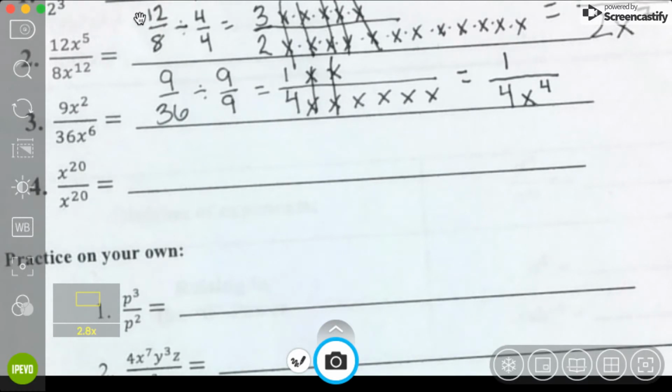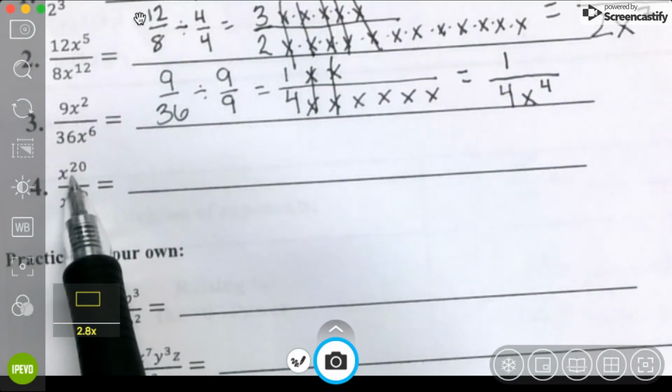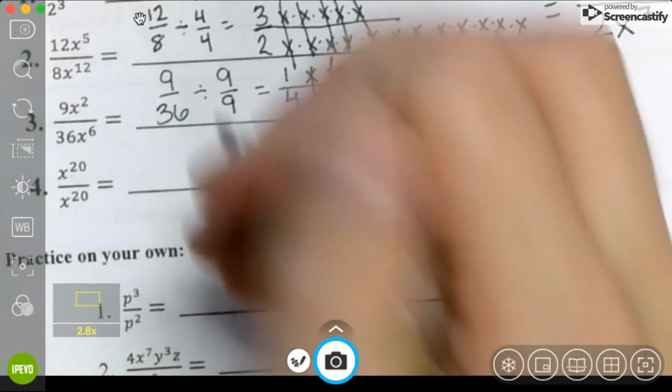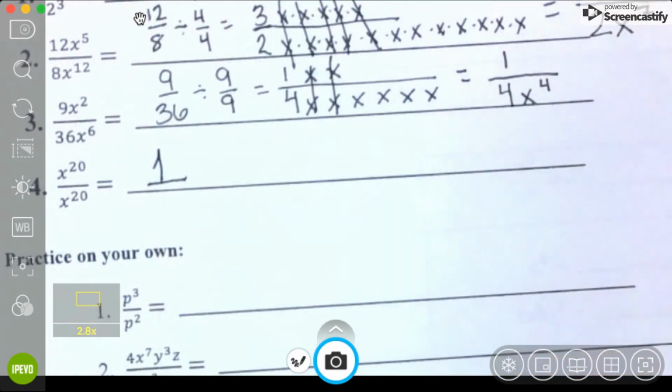X to the 20th over x to the 20th. How many x's would this be? 20. How many x's would this be? 20. How many x's could you cancel out? 20. So this is exactly like the first one. It's going to make a 1 pair.